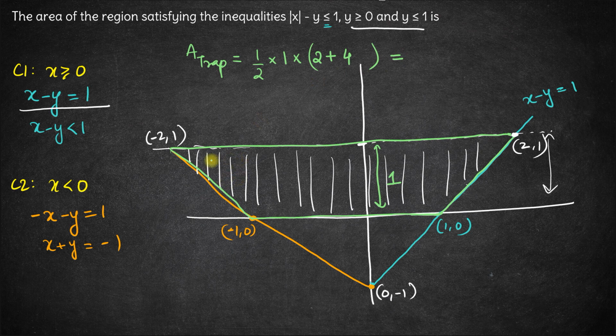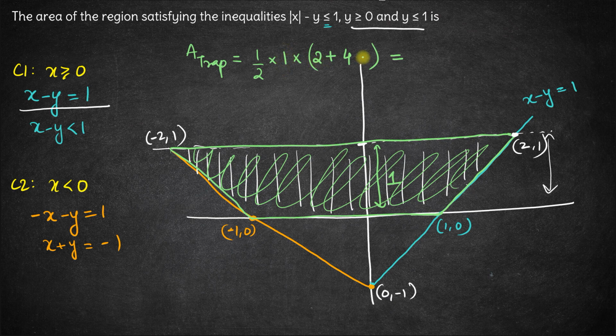So the area of this whole trapezium is half of height into sum of the two parallel sides, which comes out to be half of 1 into 6. So 6 by 2 is 3 square units. So the area of the region bounded by all these inequalities is 3 square units. So the answer here is 3. Thank you.